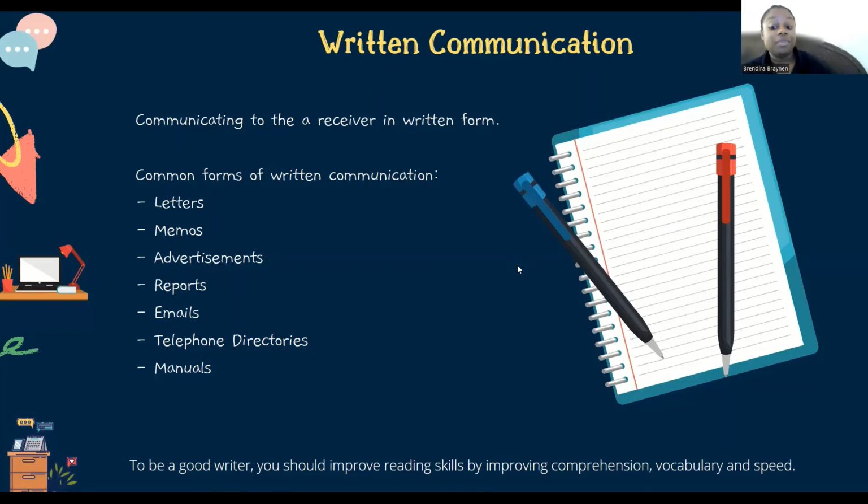Also going to improve your vocabulary, and that's the words that you use when you're writing, and include your speed in reading. That helps you to be able to check your work and make sure everything is fine with written communication.